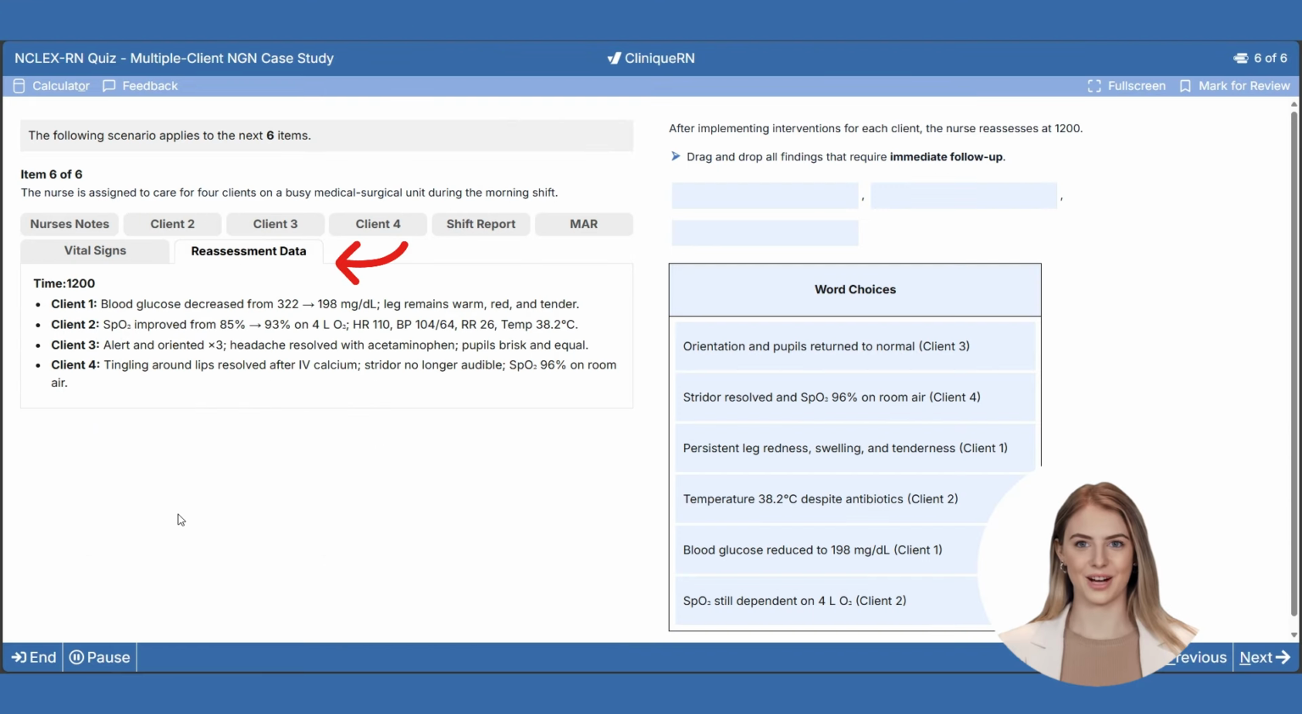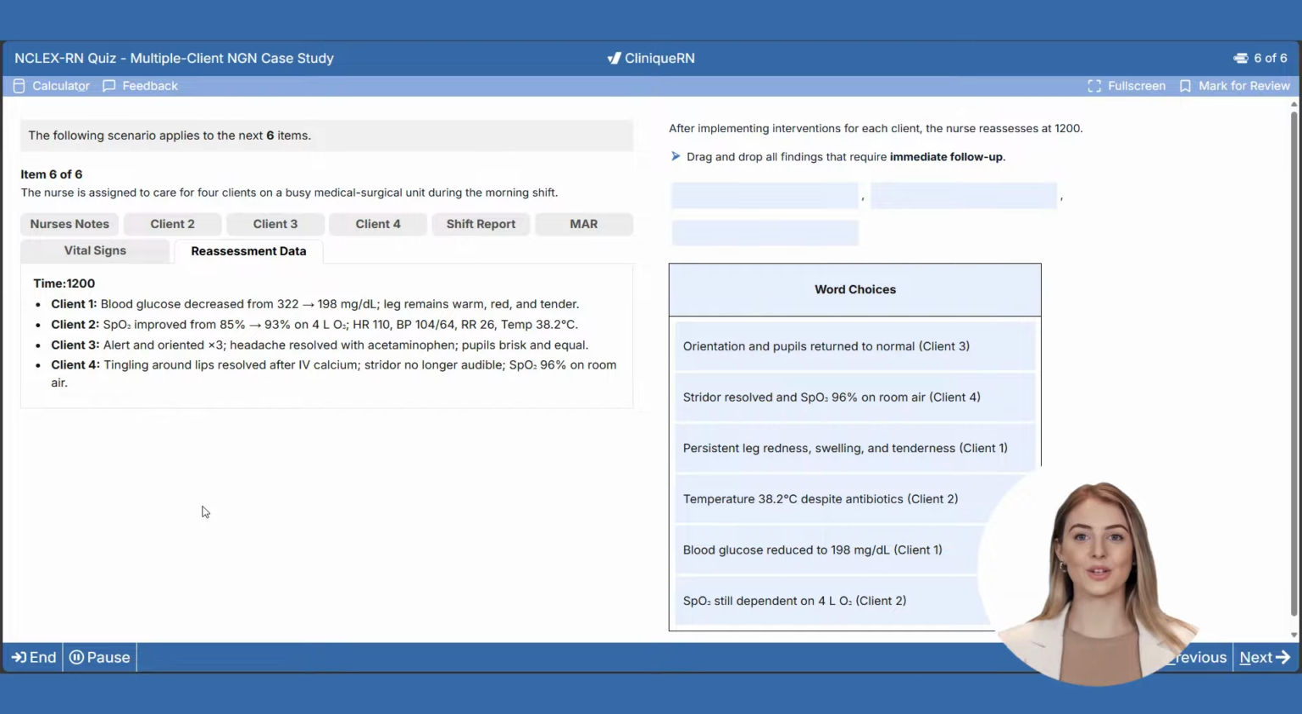The final scenario. For this scenario, we look at the reassessment, 1200. Client 1, blood glucose decreased from 322 to 198 milligrams per deciliter. Leg remains warm, red, and tender. Client 2, peripheral capillary oxygen saturation improved from 85% to 93% on 4 liters oxygen. Heart rate 110, blood pressure 104/64, respiratory rate 26, temperature 38.2 degrees Celsius.